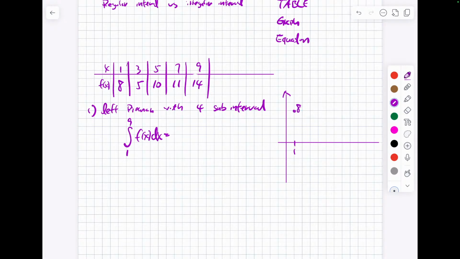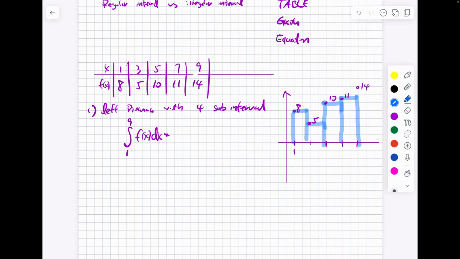So I'm going to say this is 8, and at 3 it's going to give you 5. I write a number right next to the dot, and I can draw them when I want to. So 5 is going to give you 10, and 7 is going to be 11. And this is going to be 14. Okay, so if I draw the left Riemann sum, you have to give away 1 point. That means the rightmost point is going to be ignored. So it's pretty much like this, like this, like this, and like this.